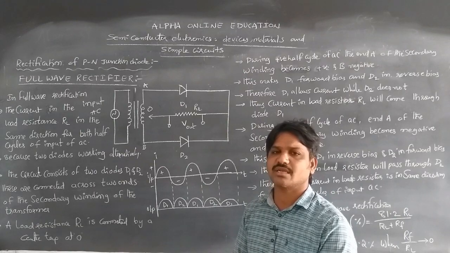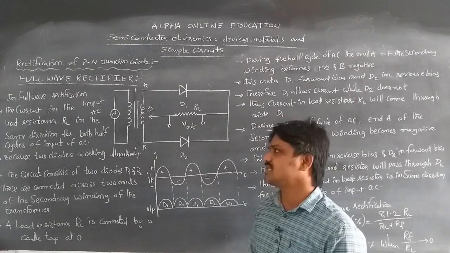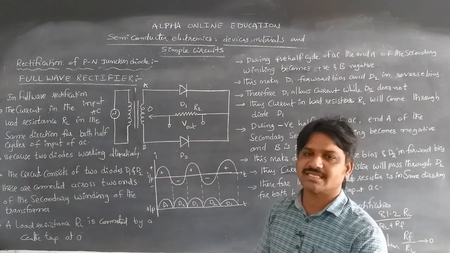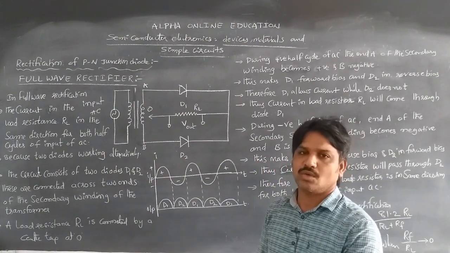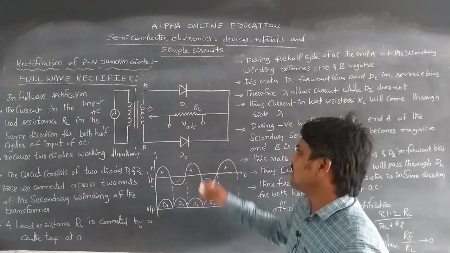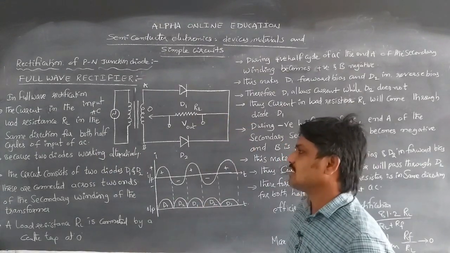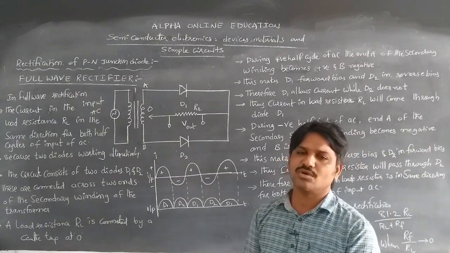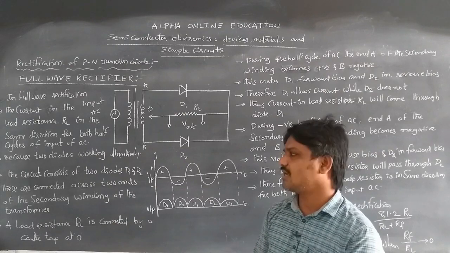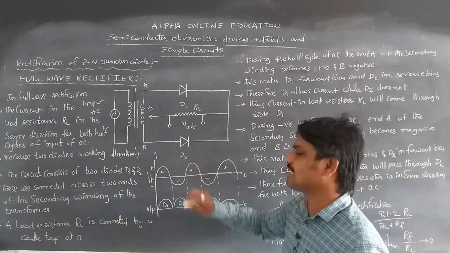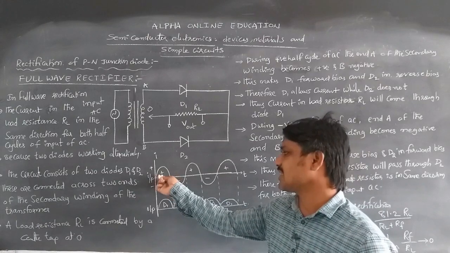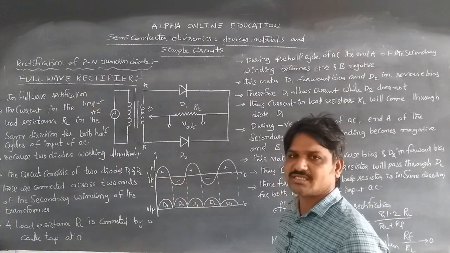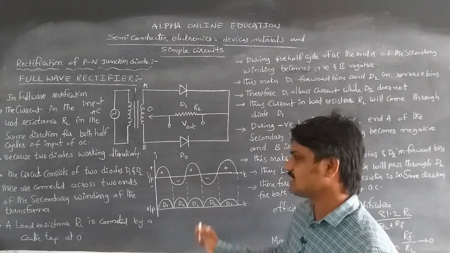Now we are going to know the second way of rectification, where the alternating current given to the diode circuit can be converted into direct current by using the full wave rectifier. Full wave rectifier means the current flows through the load resistor in the same direction for both cycles, either the positive cycle or the negative half cycle. Let's see how it works.